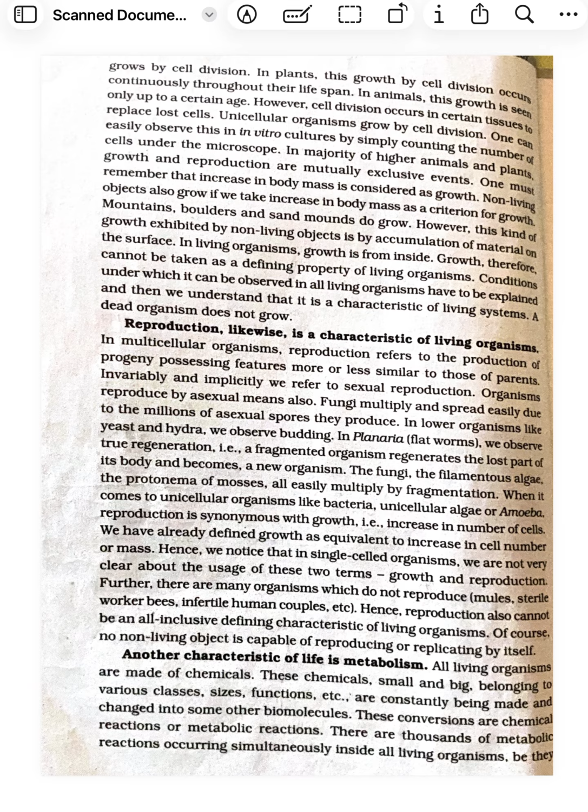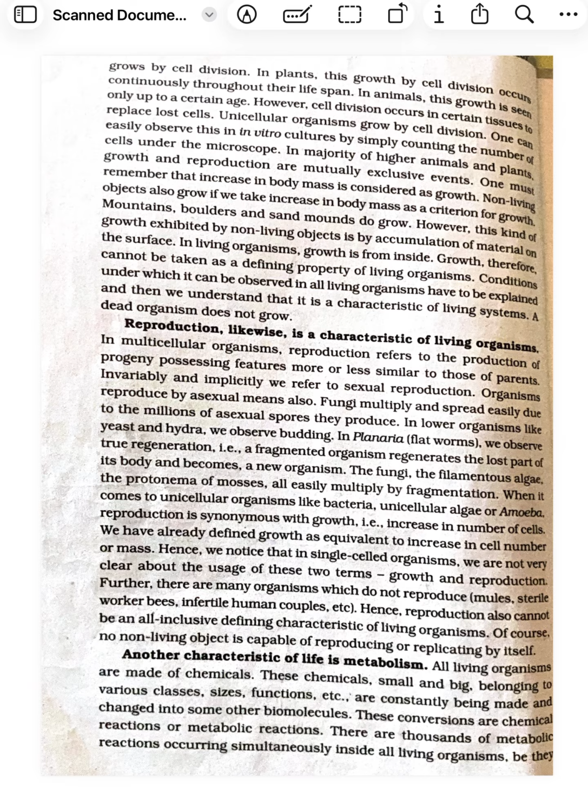In animals, this growth is seen only up to a certain age. For animals it is restricted. There is only a certain period of time when growth takes place. However, cell division occurs in certain tissues to replace lost cells. But when we observe the internal functions of the cell, each and every cell will be forming a new cell.